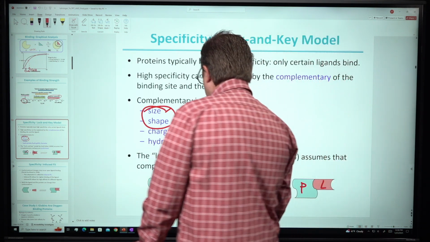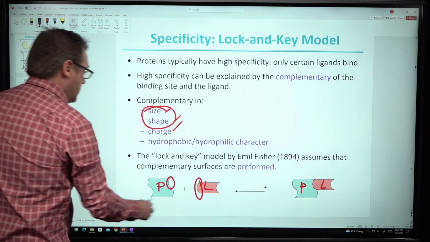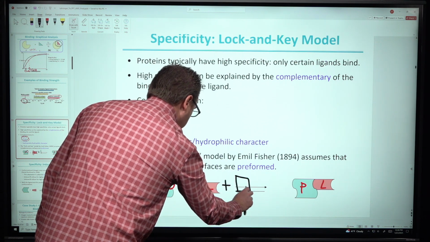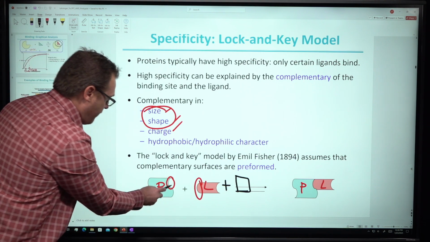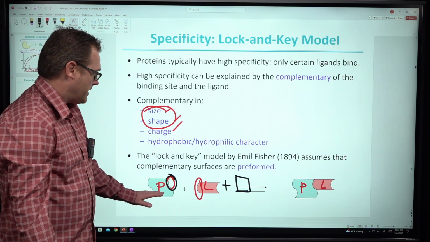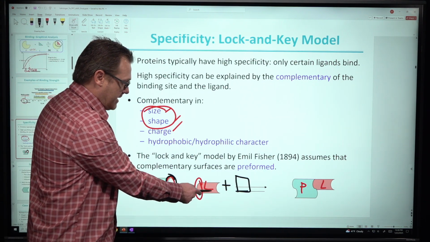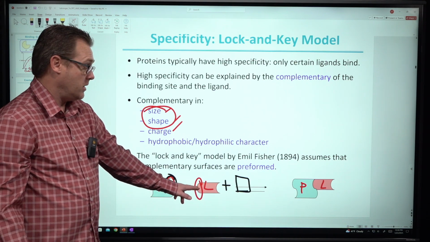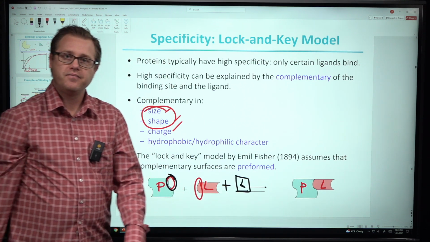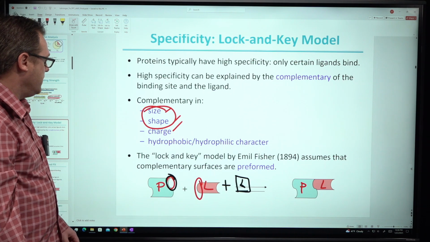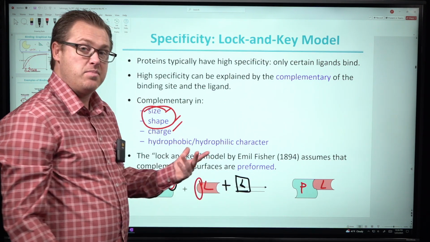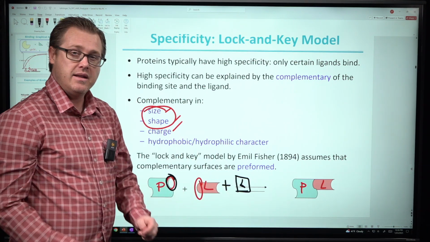Because if we had a different type of ligand floating around in this mixture, let's say a square, clearly that square can't fit into the binding site due to its shape. So that's why this protein is selective for this ligand and this ligand only, and not this other black molecule here, or other ligand. Okay, so that's the first model that helps explain the specificity of ligands and proteins.